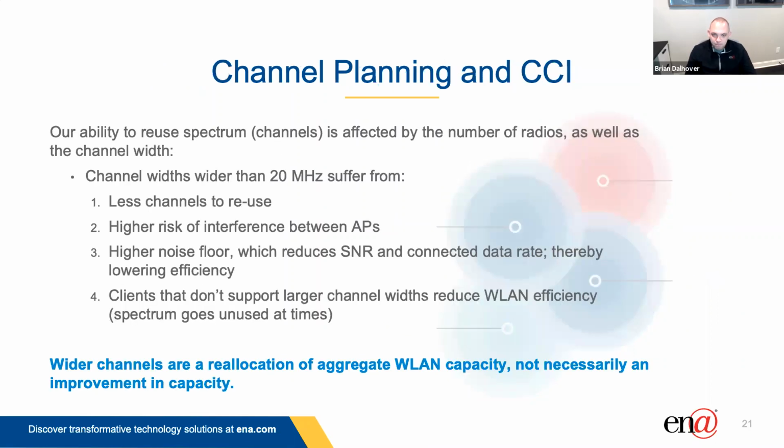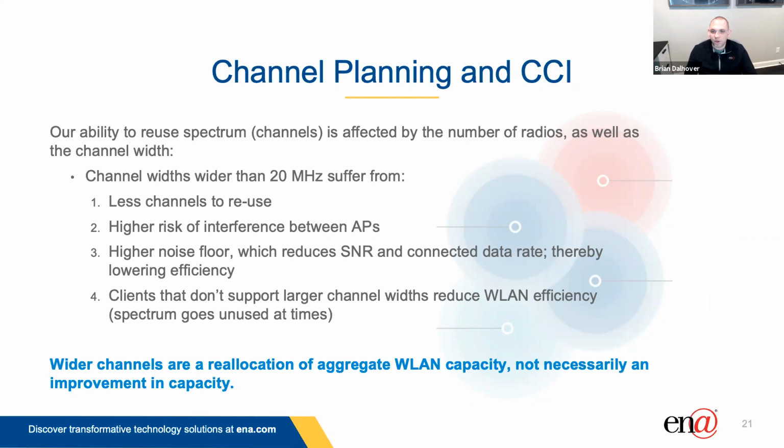So how do we do that? Well, the way we do it is channel planning. So we try to look at our ability to reuse channels because there's a limited number of channels that don't have interference with each other. We want to try to reuse those, and that's affected by the number of radios that we have as well as the width of the channel that we set up.